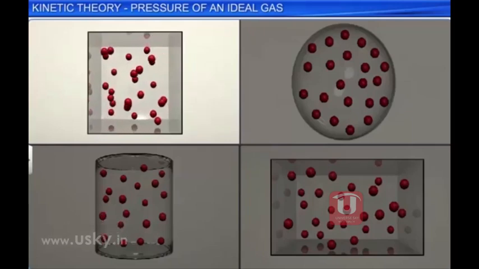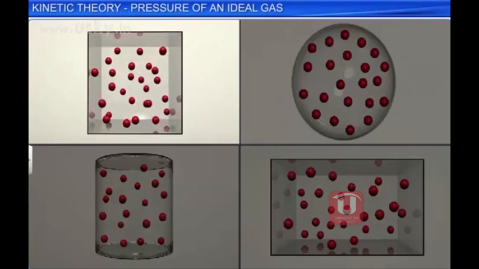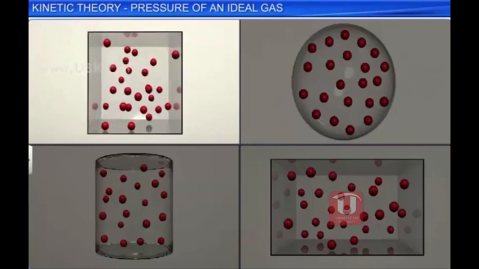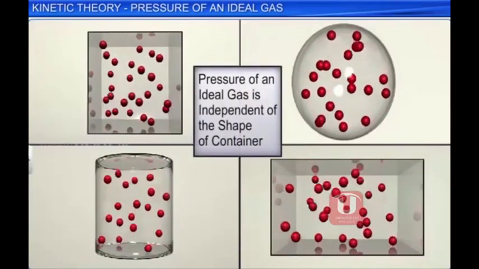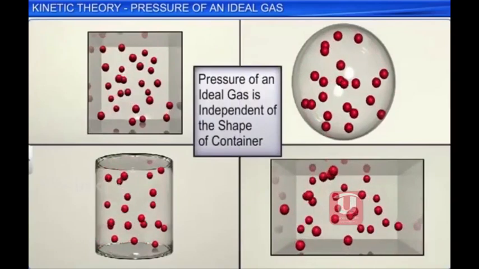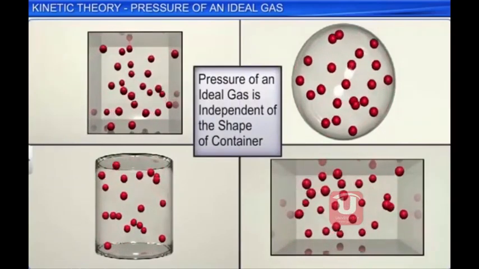The expression for pressure exerted by a gas has been calculated by taking a cubical container. The expression is true for a container of any shape, because in the final expression, the terms representing the area A and time delta t are not present.